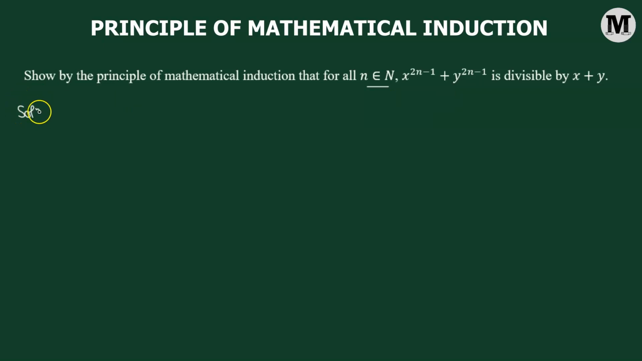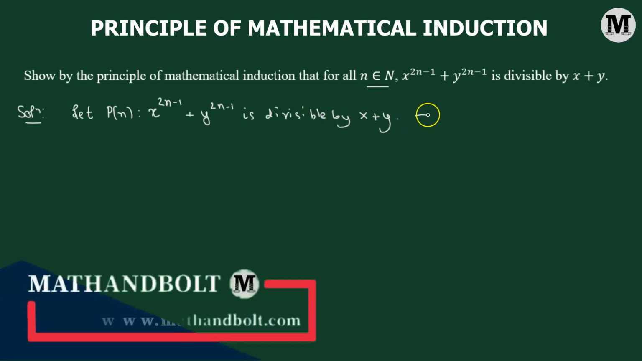So here we have to consider a statement. We're going to call the statement p of n. The statement will be such that x raised to the power of 2n minus 1 added to y raised to the power of 2n minus 1 is divisible by x plus y. So this is our statement p of n. We're going to label this as statement number 1.